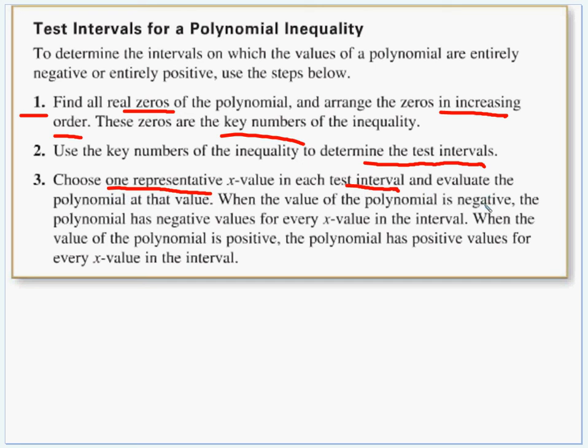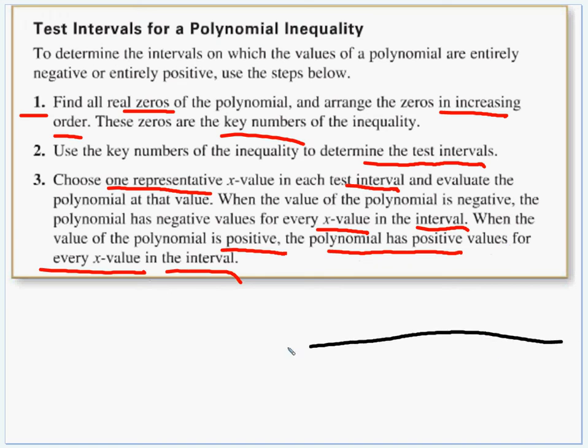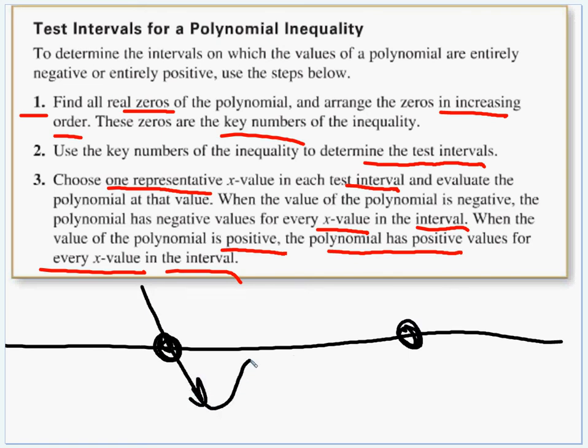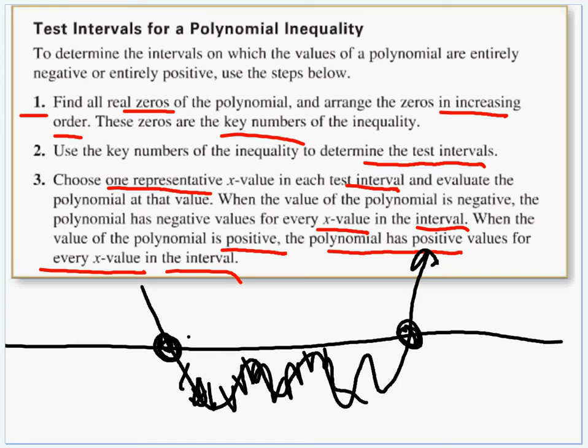When the value of the polynomial is negative, the polynomial has negative values for all the x's in that entire interval. When the value of the polynomial is positive for the test value, that polynomial has positive values for all x's in that test interval. Because think about it, if this is the x-axis and I've got two x-intercepts, if my function goes underneath, it's not going to get back above the x-axis until we get to another x-intercept. So for that entire interval, every x value gave us a negative result.